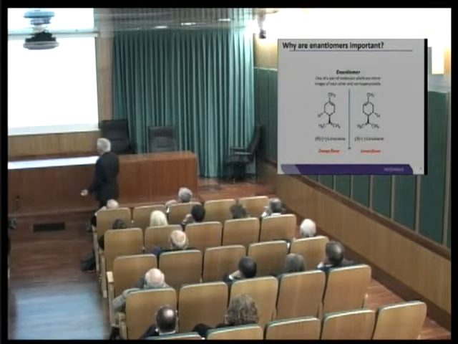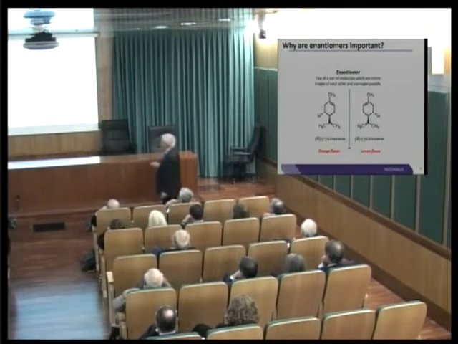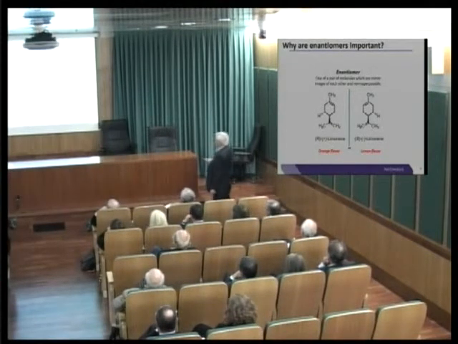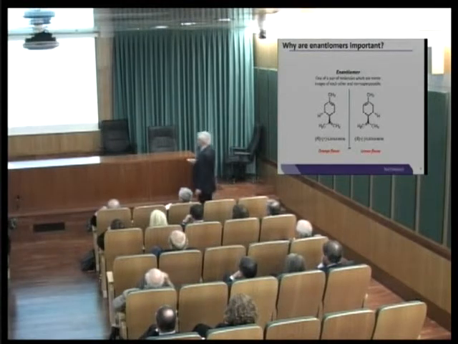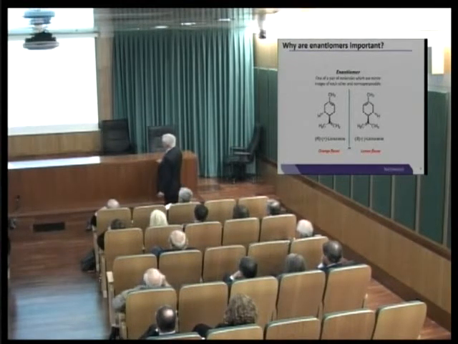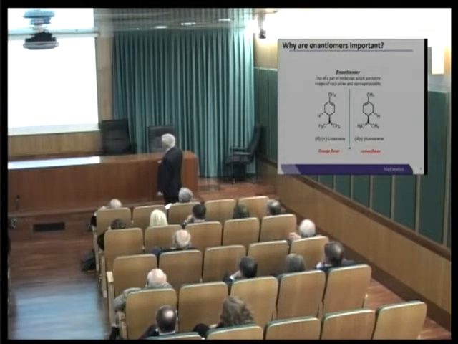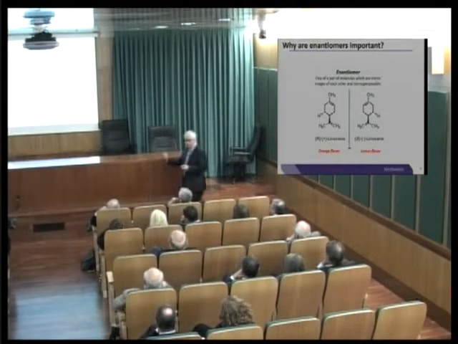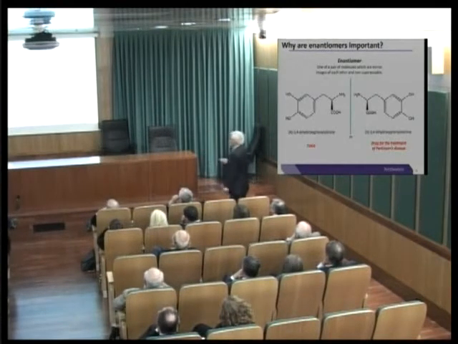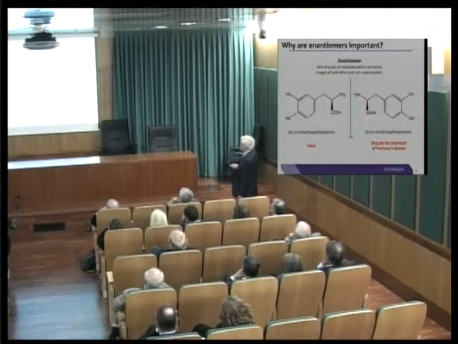And so why are these important? This is an important question. An enantiomer is one of a pair of molecules which are mirror images of each other and are non-superimposable. So limonene in the R form or the S form, you can see that this is here and this is here. This is a perfect mirror image. This one gives the flavor of an orange. This one is the flavor in a lemon. So they have a different response, right?